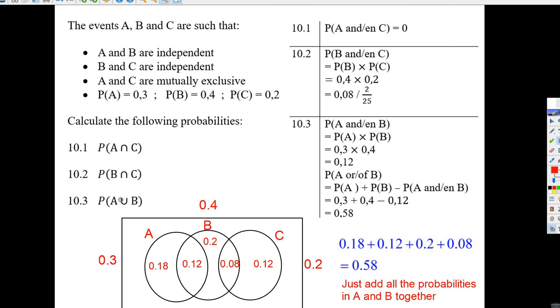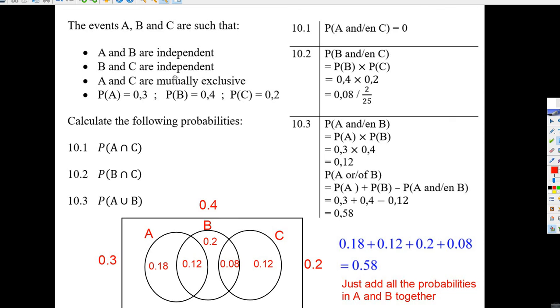Now, how would you do A union B? Just add up everything you see in A and B: 0.18, 0.12, 0.2, and 0.08. Add it all up, and you get the same answer. I kind of like to look at the Venn diagram to see exactly why all this works.